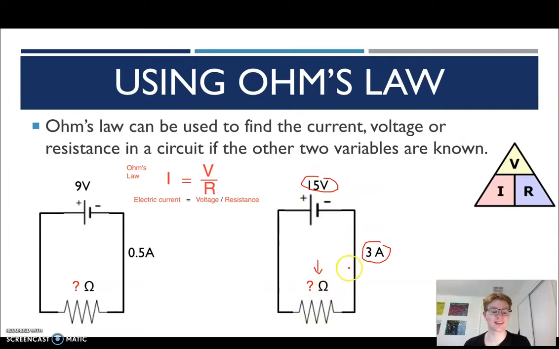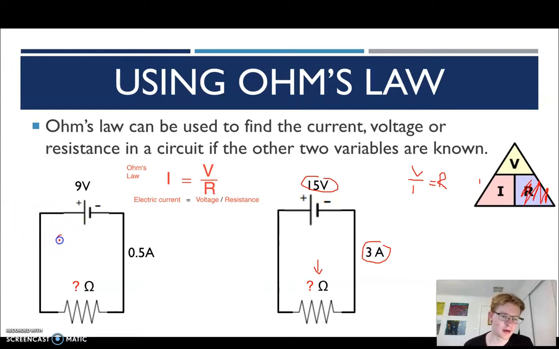How much resistance is in each of these circuits? So to do that, we've got to cover up the R, and that leaves us with V and I. So voltage divided by current gets you resistance, because see the V is on top of the I. Okay, so let me just clear up a few of these things. All right, so maybe you're able to work ahead a bit here.